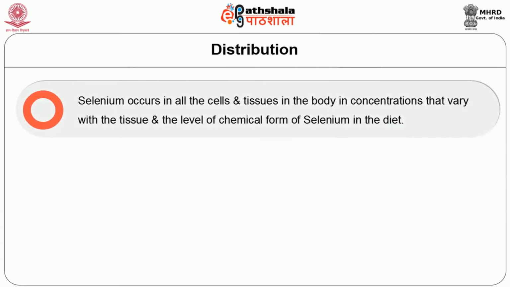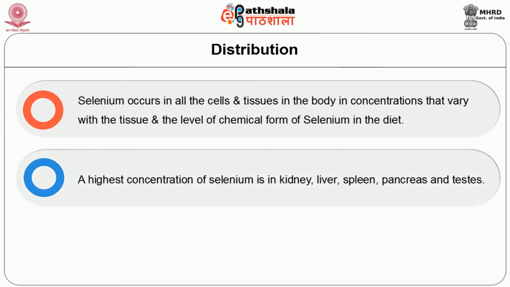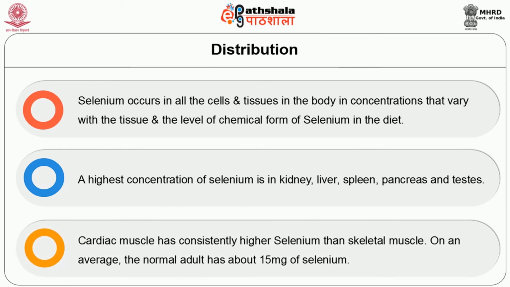Selenium occurs in all the cells and tissues in the body in concentrations that vary with the tissue and the level and chemical form of selenium in the diet. The highest concentration of selenium is in kidney, liver, spleen, pancreas, and testes. Cardiac muscle has consistently higher selenium than skeletal muscle. On average, the normal adult has about 15 milligrams of selenium.